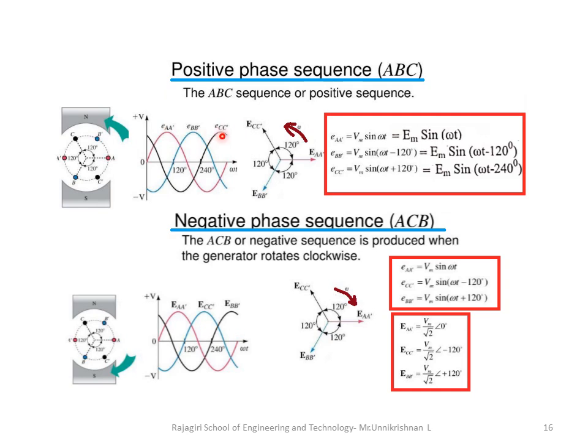Now the equations. First is the equation of A phase, and A is taken as reference: Vm sin omega t. Then phase B is Vm sin(omega t minus 120), and the last one, C phase, is Em sin(omega t minus 240), or plus 120. We have already seen why I am writing it as plus 120 in C phase, and it can also be written as minus 240.